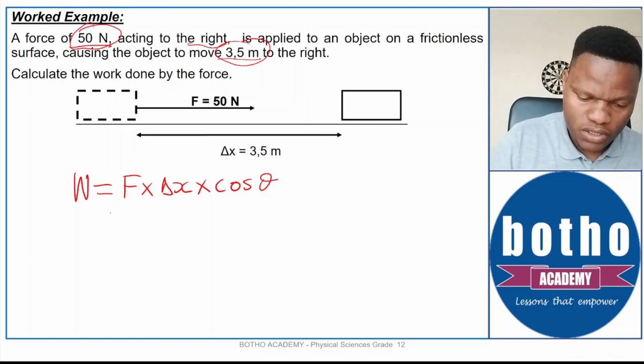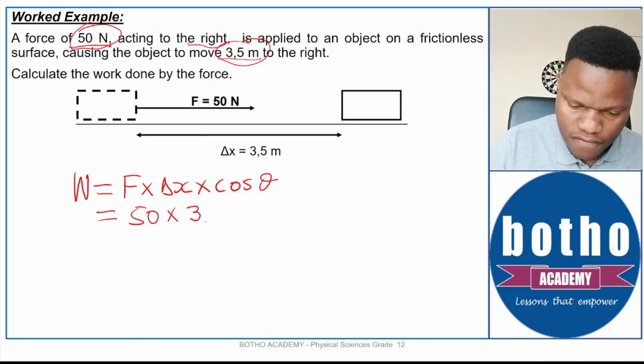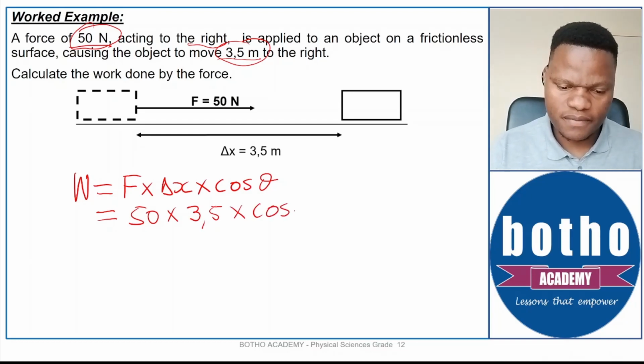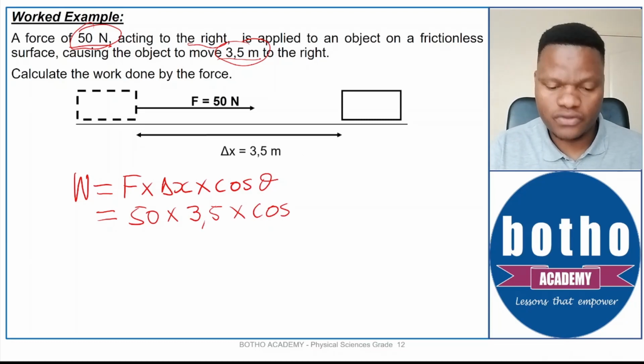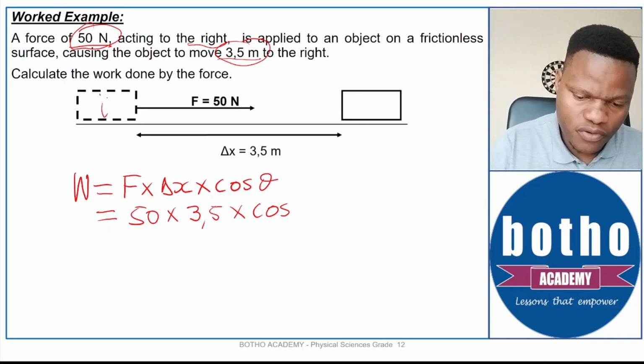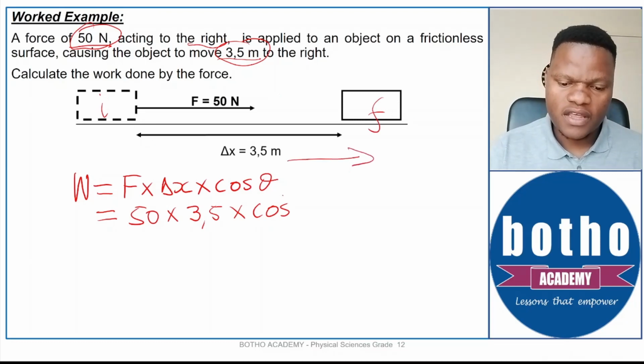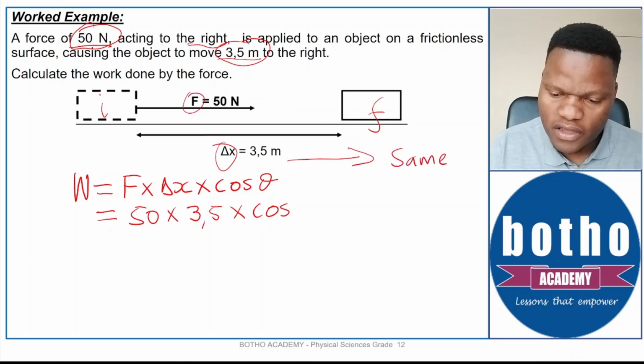So our substitution will be 50 for the force, multiplied by 3,5, multiplied by cos. Now let's think about this for theta. For theta, the force is to the right. Okay, as we can see, the force is to the right, and your delta x, this object moved from this initial point to that final point there. So the object has moved to the right. Therefore, delta x and F are in the same direction. Okay, in the same direction.